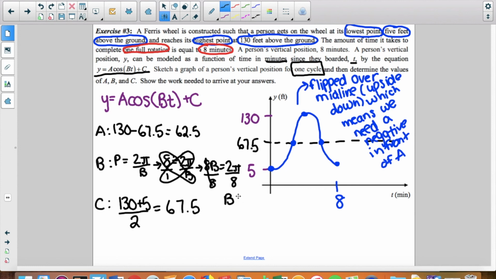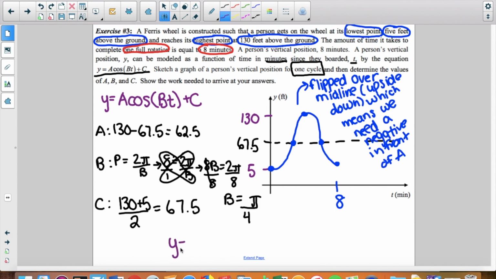And then we divide both sides by 8 to solve for B. And we get B is equal to, we can simplify 2 over 8. It becomes 1 over 4. You can use your calculator for that if you'd like. And again, we don't need this one, so it can just stay as pi over 4. So now we have all 3 components. We can fill everything in our graph.